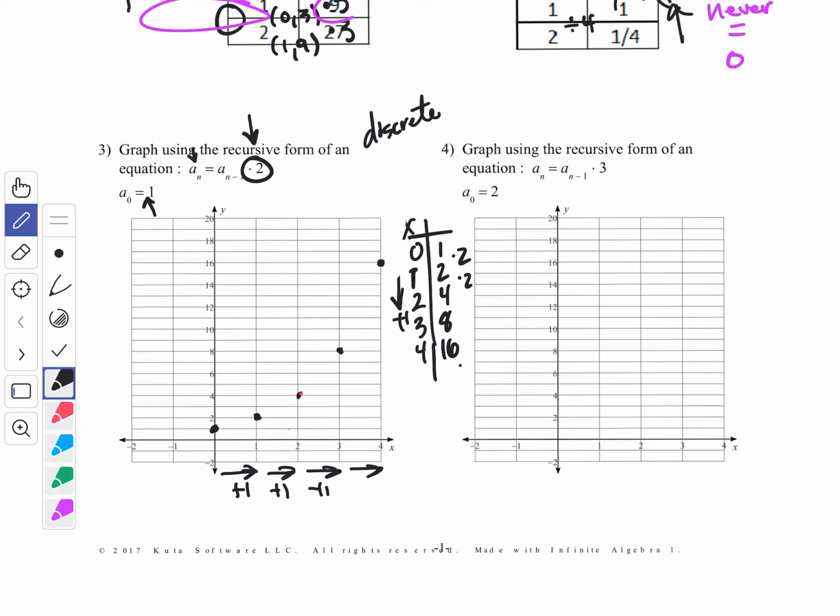Okay, so again, we just needed those points. Now, if we really wanted to, we could go this direction and kind of do the opposite of dividing by 2, but we don't necessarily have to.